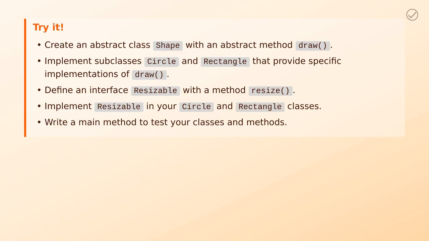Go ahead and work through this exercise. Let's walk through the main points. First, create an abstract class Shape with an abstract method draw. Next, implement subclasses Circle and Rectangle that provide specific implementations of draw. Also, define an interface Resizable with a method resize. The full list is on the slide if you want to review it.